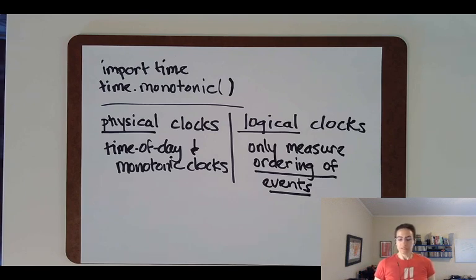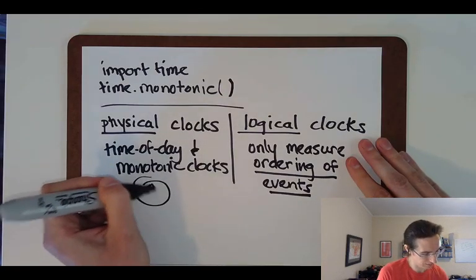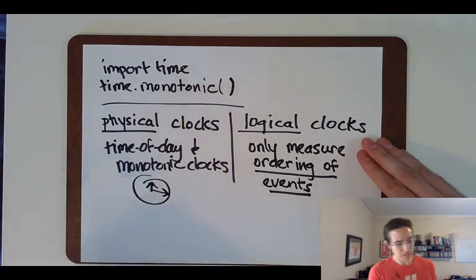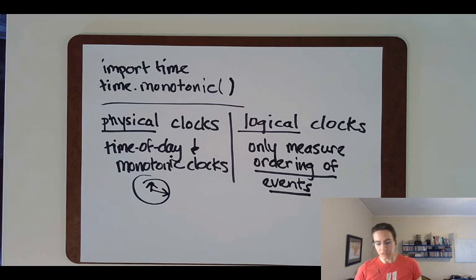So this is a different notion of clock, right? It's not necessarily what we're used to when we're thinking about clocks. A fundamental question when talking about ordering of events is which event happened before another?